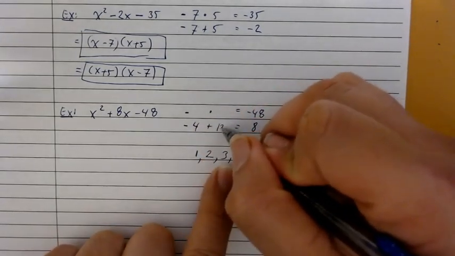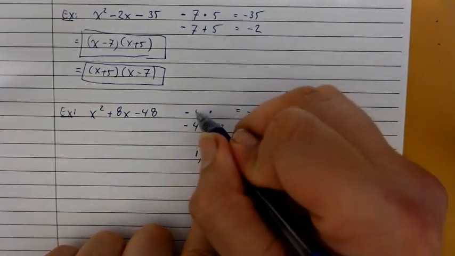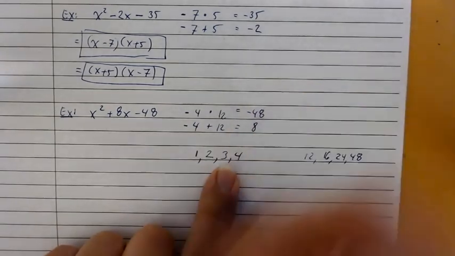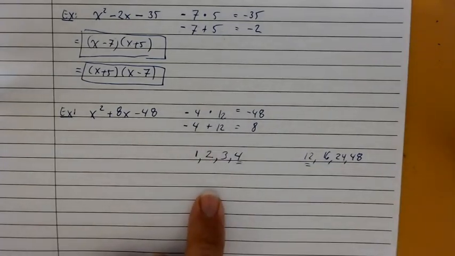Negative 4 plus 12. Keep the sign of the bigger number. That's going to give me 8. Meanwhile, negative 4 times 12, that'll give me negative 48. So yes, that's the correct one. I have a negative 4 and a positive 12.